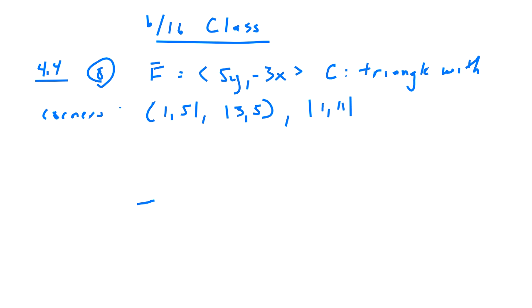Making it look like determinants. So we have the points (1, 5), (3, 5), and (1, 11). Not to scale, but (1, 5), (1, 11), (3, 5). And it says we're going clockwise, counterclockwise, sorry, because I'm drawing it. And we want to find the line integral on the surface.